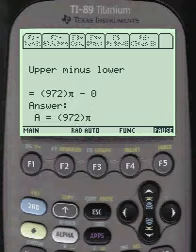At 0 it is 0, upper minus lower, 972 pi minus 0, and the answer is area equals 972 pi. Pretty neat, huh?